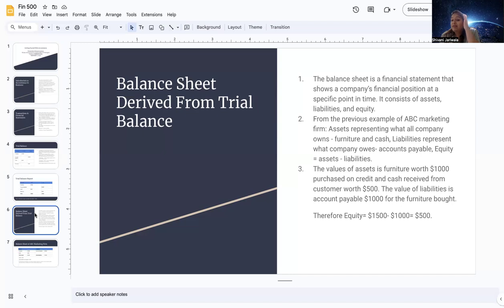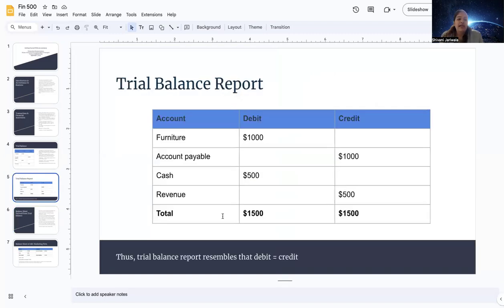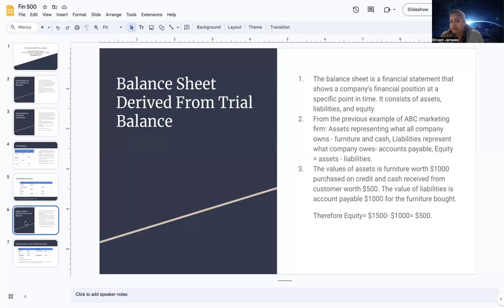So yes, from the previous example of the ABC marketing firm, let's know what are assets now. Assets represents what all company owns. Cash, furniture, property, could be anything. Liabilities represent what company owes, what I am liable to pay to someone. Let's say for the furniture, I was liable to pay the cash of $1,000. So that is what account payable is. Now, definitely, as we write in trial balance that company has generated revenue of $500, we don't mention it in the balance sheet. That is the difference between a balance sheet and a trial balance.